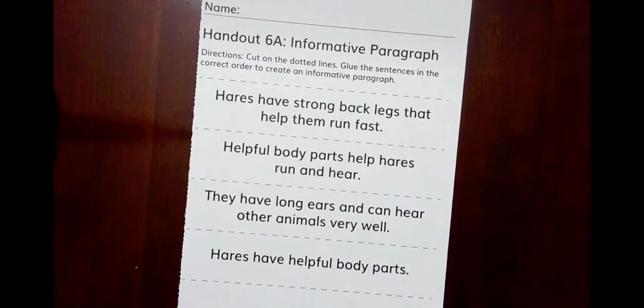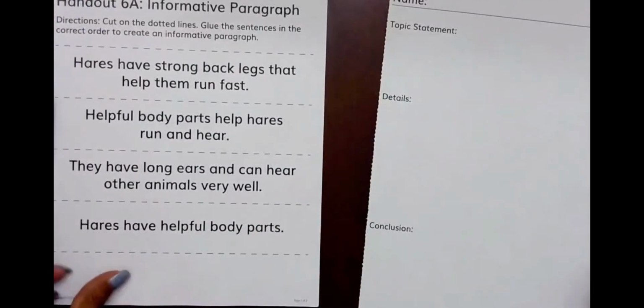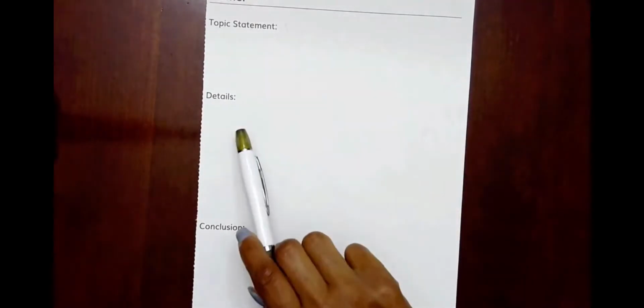I'm sure you guessed it. On the first page, the sentences are not in the correct sequence. But now let's take a look at the second page. Topic statement, details, conclusion. What do you notice about the second page? Tell your learning partner. I'm sure you guessed that as well. It's the structure of an informative paragraph.